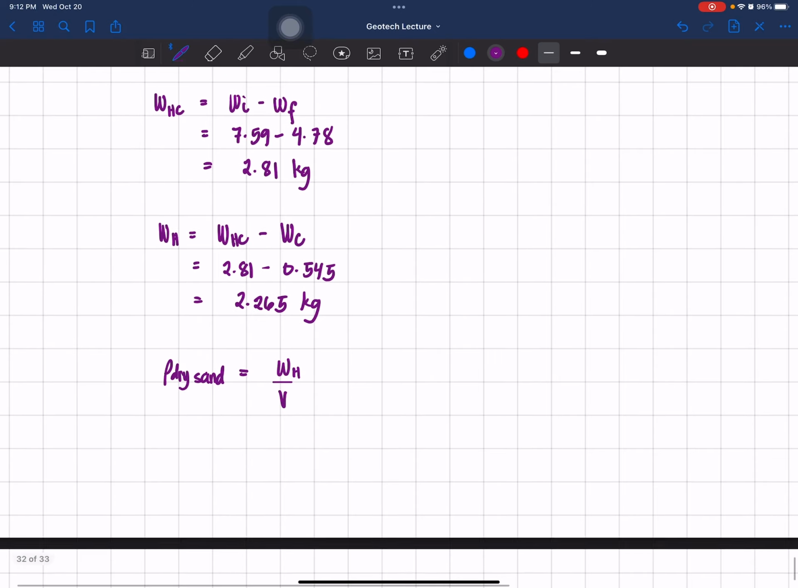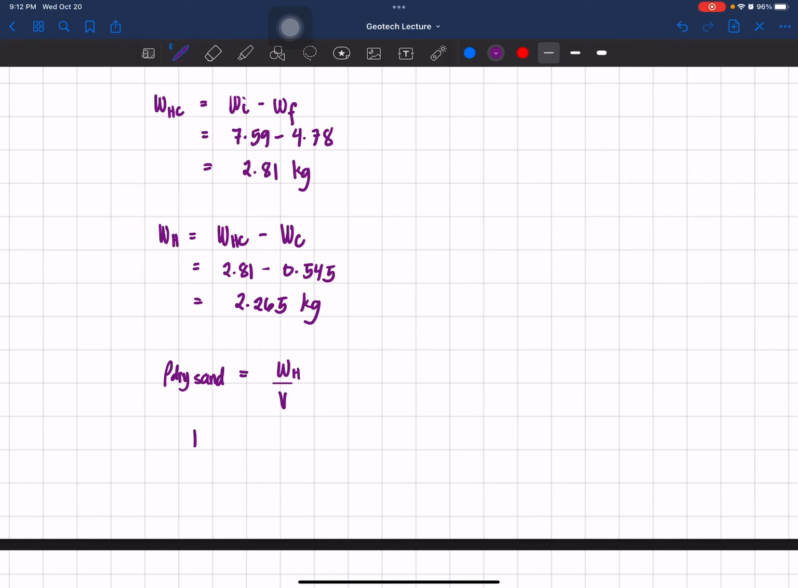So, what is our density? That is equal to 1570 kilograms per cubic meter, which is equal to 2.265 kilograms all over the volume. And what is now your volume? Your volume now is equal to 0.0014426 cubic meters. So, that is now the volume.